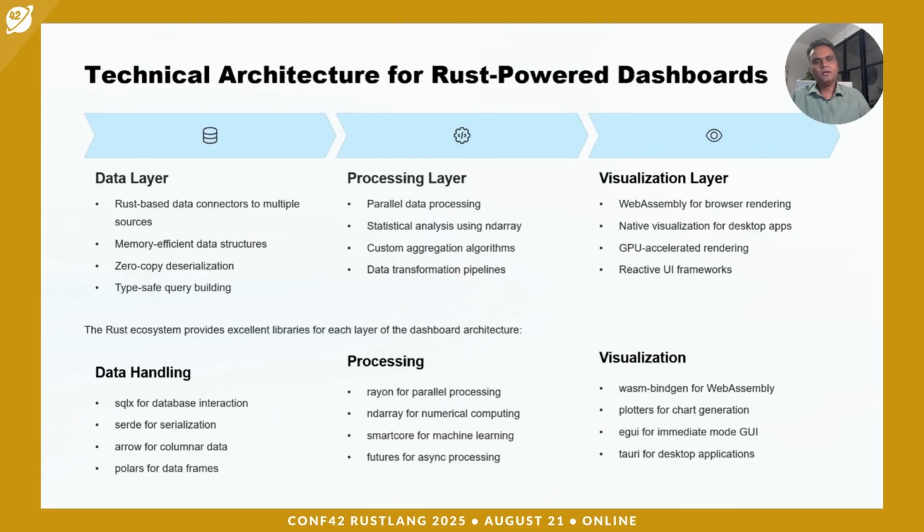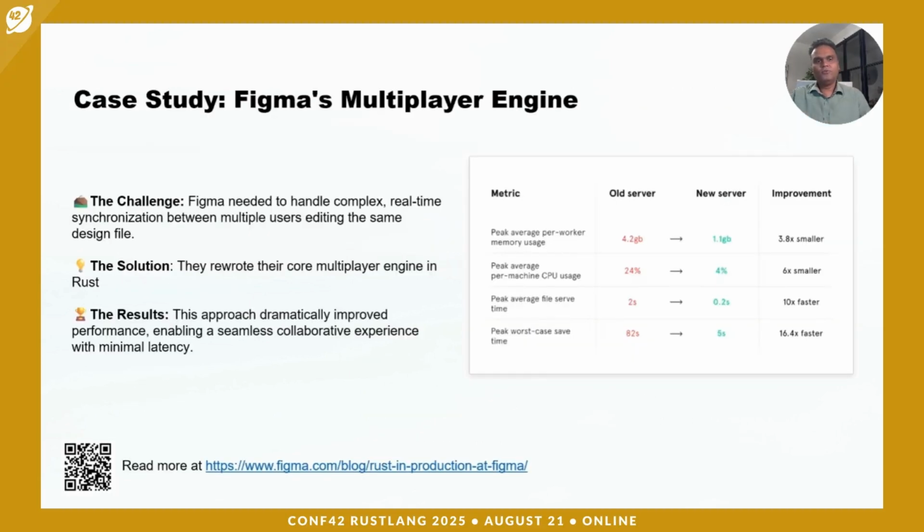Theory is great, but let's look at some real-world examples of this in action. These are not just small projects, these are major applications. The challenge for Figma was real-time multiplayer. They needed to handle complex synchronization for multiple users. While technically not an analytics dashboard, it has a lot of similarities. Essentially, it requires processing real-time data and presenting visual components in a smooth manner.